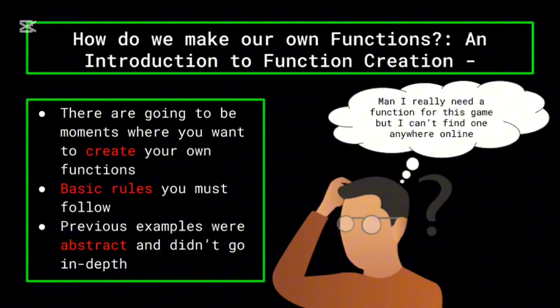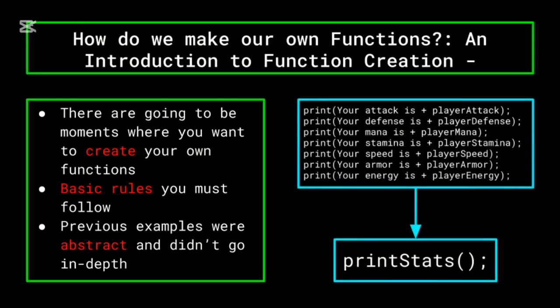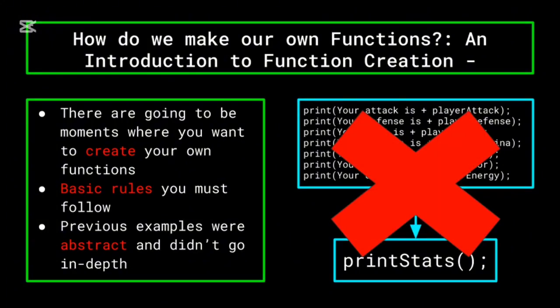Luckily, making your own functions is extremely simple. There are just some basic rules that I want to cover. Now, while we've previously used making functions as an example for other topics, such as the player stats function from a little bit ago, they were extremely abstract and didn't go into depth into what is needed for an actual function to operate. So right now we're going to be covering a skeletal system of everything that needs to be included in a function in order to get it to work.